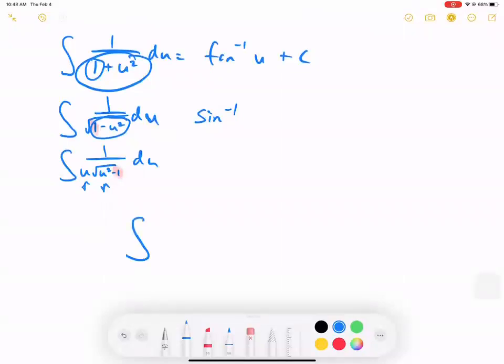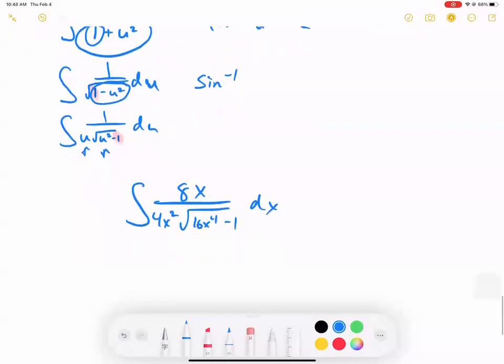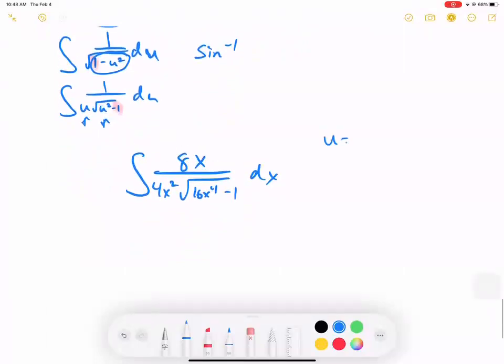Here's our problem: the integral of 8x over 4x squared times 16x to the fourth minus 1 dx. Okay, so if you walk into a room and you see this, you're like, what the hell is going on here? Again, we can try all our u substitution tricks. We can say u is equal to 16x to the fourth minus 1. That's 64x to the third. I don't have x to the third anywhere to cancel out. So I know, okay, that is not the right path.